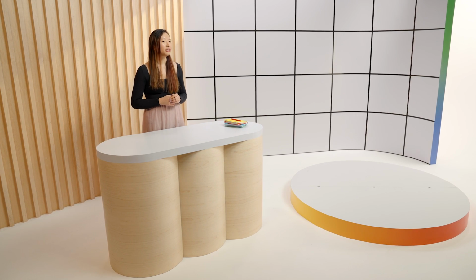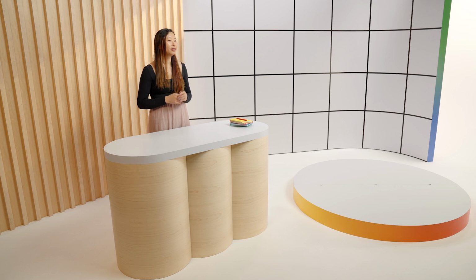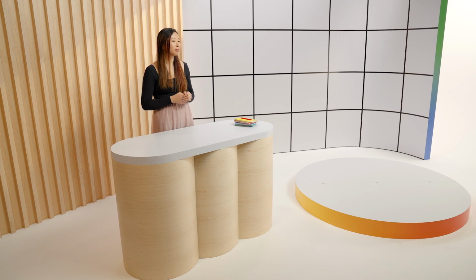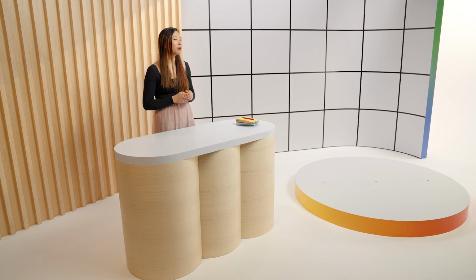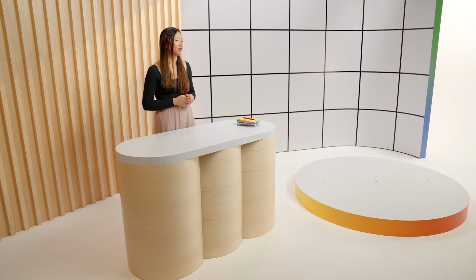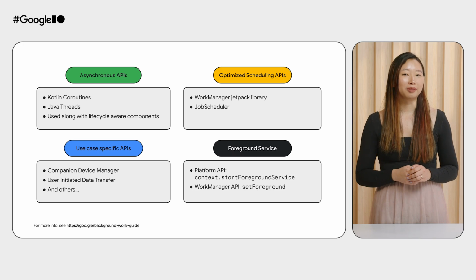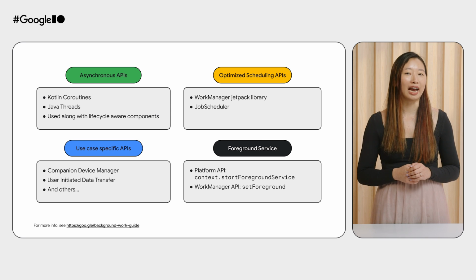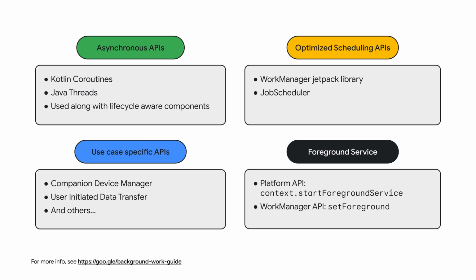When starting out on your journey to improve your app's battery efficiency, the first question to ask yourself is, have I selected the right tool, the most optimal API, for my feature to run in the background? The APIs available for doing work once the app is no longer visible can be split into the following four categories. 1, using only asynchronous APIs along with lifecycle-aware components. 2, optimized scheduling APIs. 3, use case-specific APIs. And lastly, for scenarios to continue a user action, as the name suggests, foreground service.